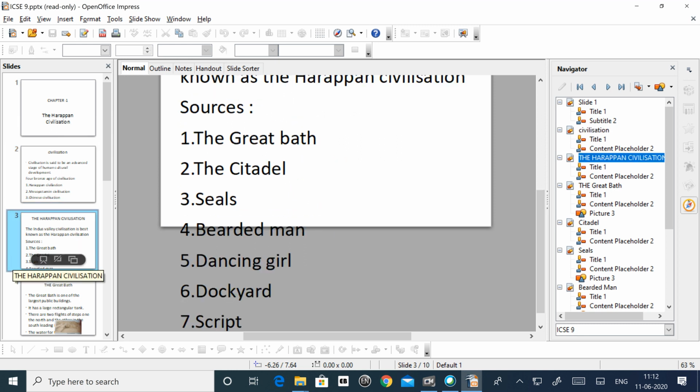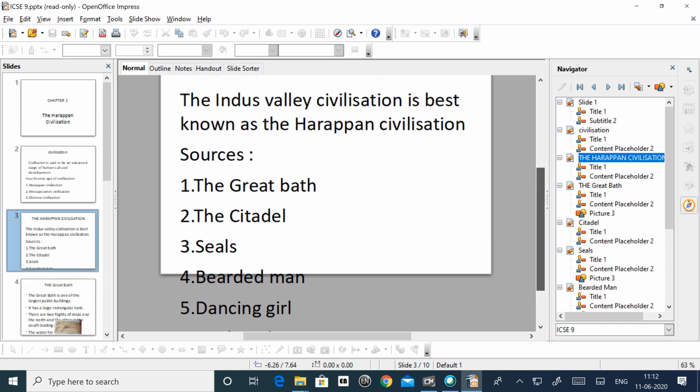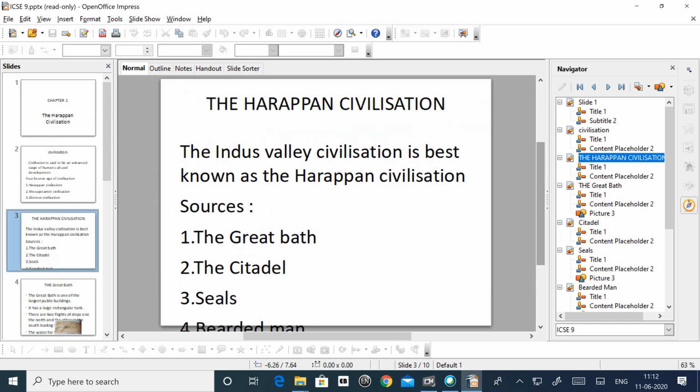Now we study the features of Harappan civilization. Another name of Harappan civilization is Indus Valley civilization. Why is this Harappan civilization known as Indus Valley civilization? Because the information we get is from near the river Indus. Therefore, this Harappan civilization is known as Indus Valley civilization.